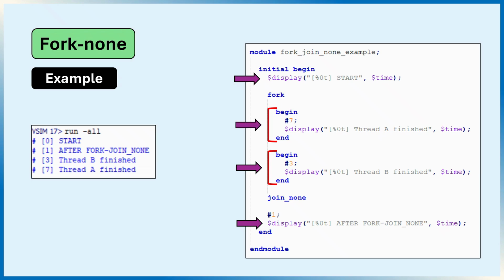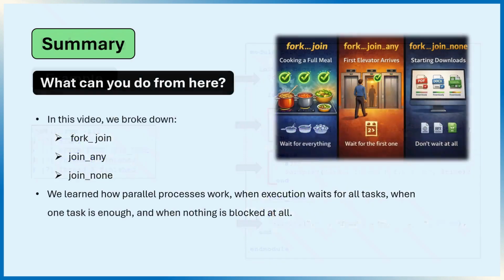For summary, in this video, we broke down fork join, fork join any, and fork join none. We learned how parallel processes work: when execution waits for all tasks, when one task is enough, and when nothing is blocked at all.